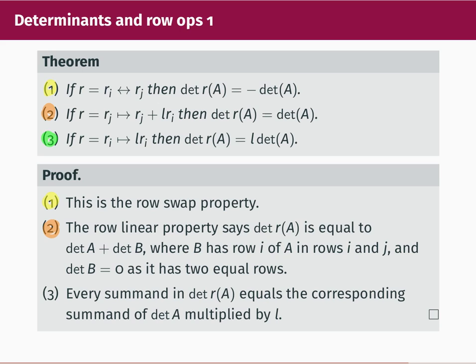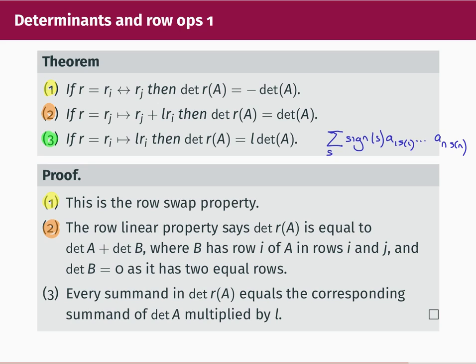In part 3, take the row operation which multiplies row i by L. We'll then think about what happens in the sum defining the determinant of a matrix. So the determinant of R of A would be the sum over all S in Sn of sign of S times A1 S of 1 up to An S of n.